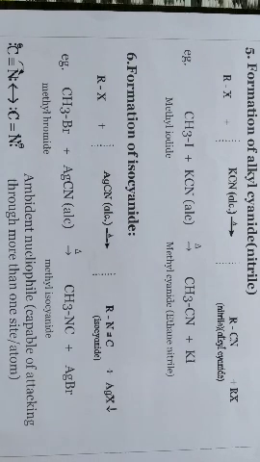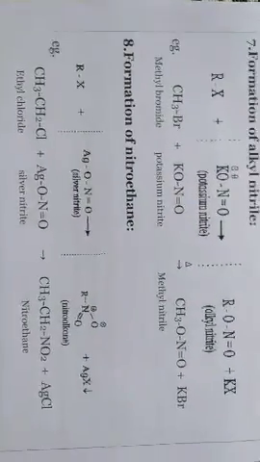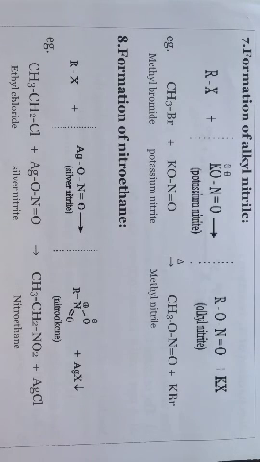Now the next reaction is the formation of alkyl nitrite. Alkyl nitrite is formed by the reaction of potassium nitrite on the alkyl halides. So when we go for the formation of alkyl nitrite, RX reacts with KONO, that gives RONO plus KX. Example is CH3Br plus KONO, that gives CH3ONO plus KBr. Methyl bromide reacts with potassium nitrite to give methyl nitrite.